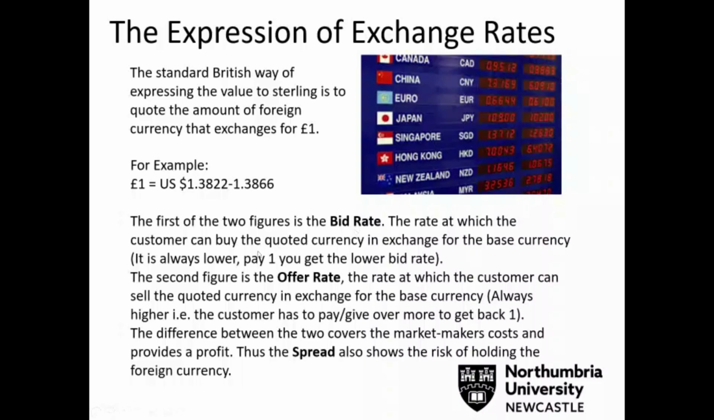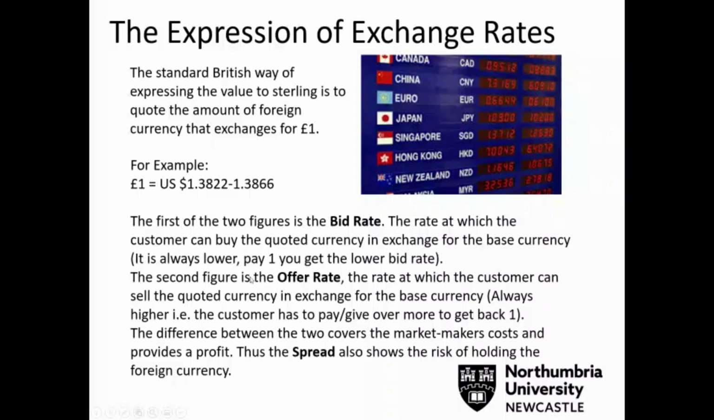The way I always see it is, it's always the lowest. If you're buying currency, you always get the lower of the 2 numbers. You always pay 1 and get the lower rate. So in this example, if you're going to buy US dollars today, you'd get 1.3822 for your pound. So bid means buy.